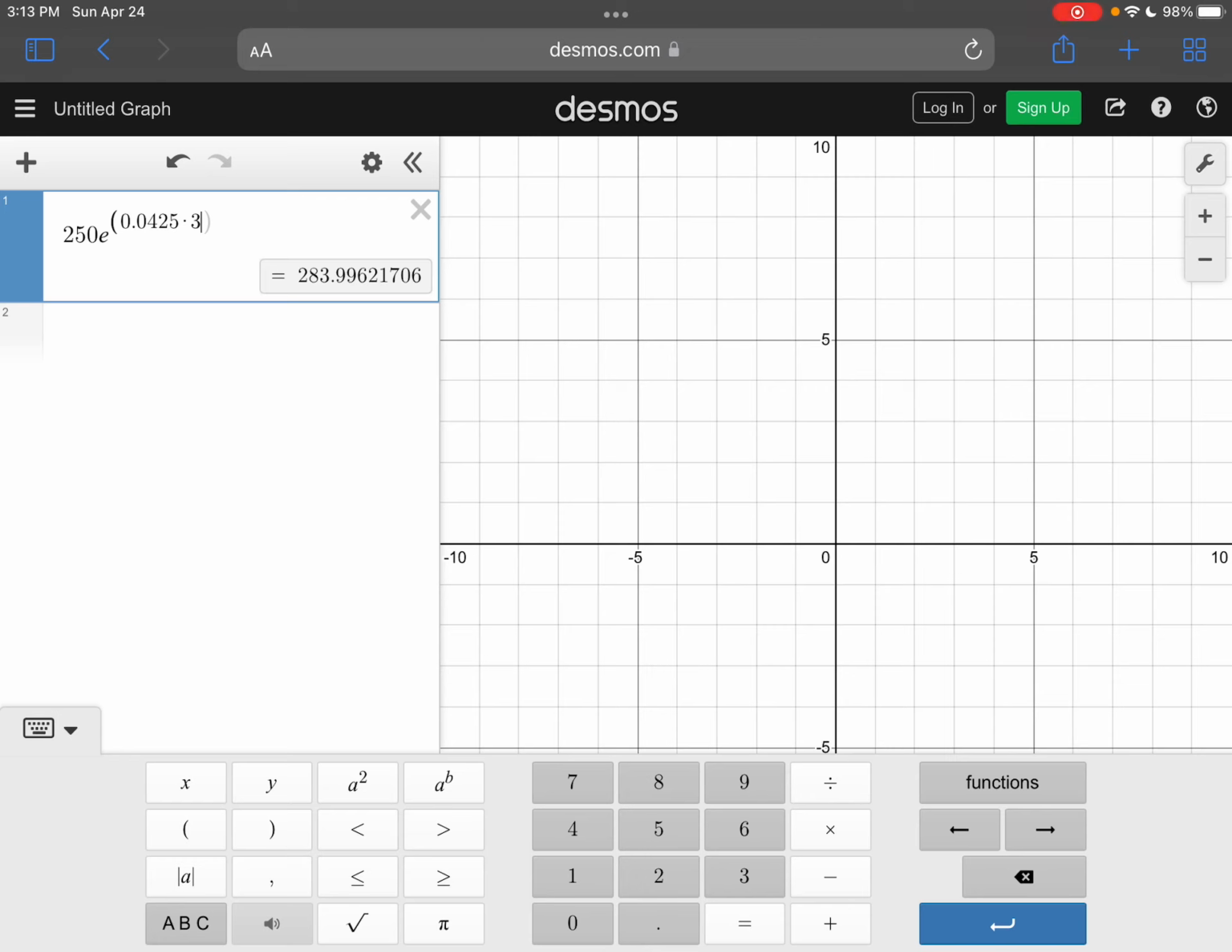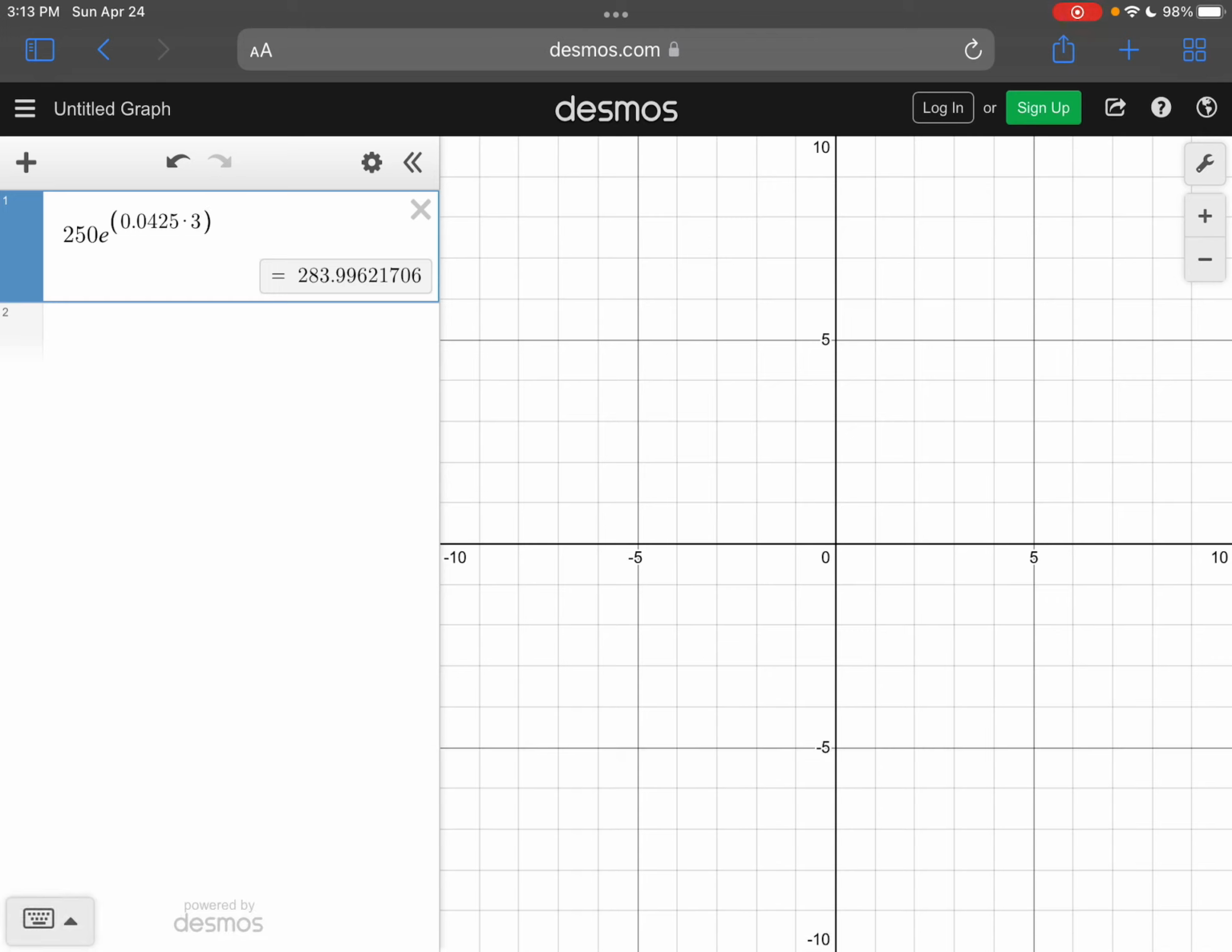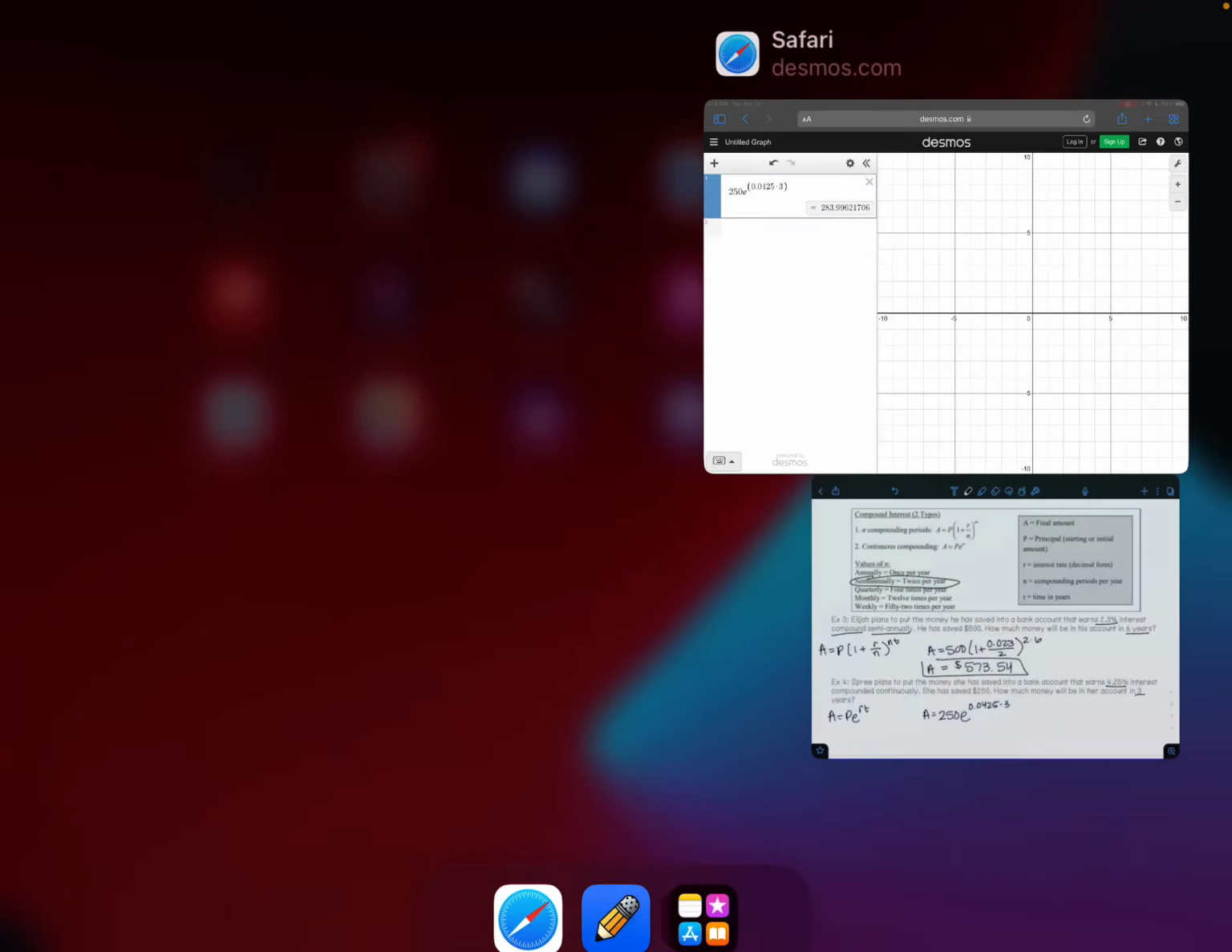Here I have $283.99. So this technically, if we're rounding because of money, then this is actually going to round up to $284, because when I look at that third decimal spot, that's higher than 5, which rounds up the 9, which rounds up the dollar. So this is going to be $284.